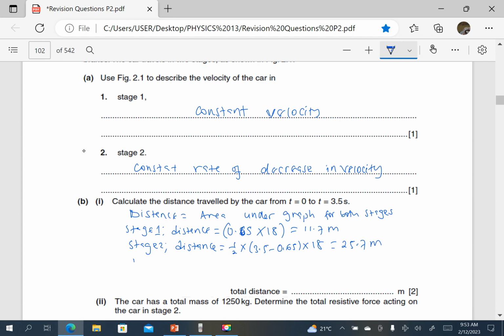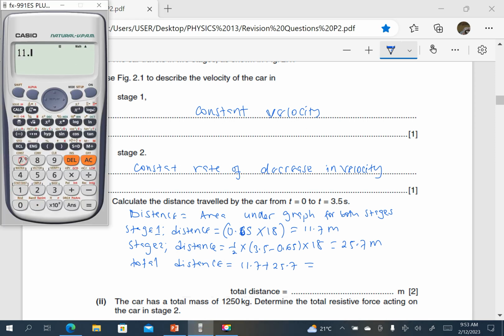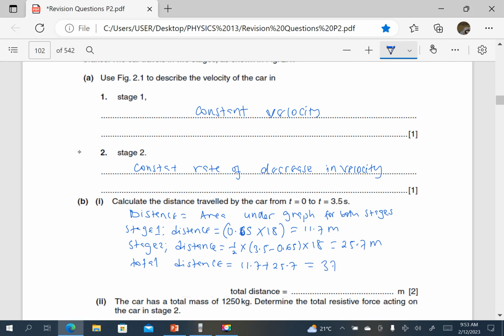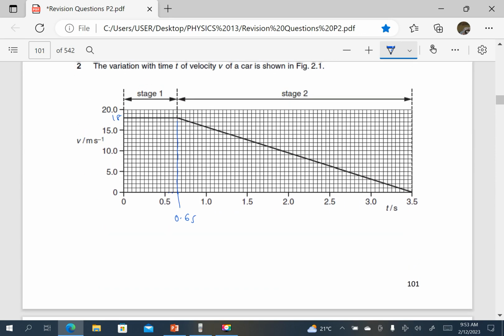Okay, so total distance is the sum. Total distance will be equal to 11.7 plus 25.7, which gives us 37.4. You could also have considered this shape as a trapezium, where A will be 0.65 and B can be 3.5 and the height will be 18. You'll get the same answer.